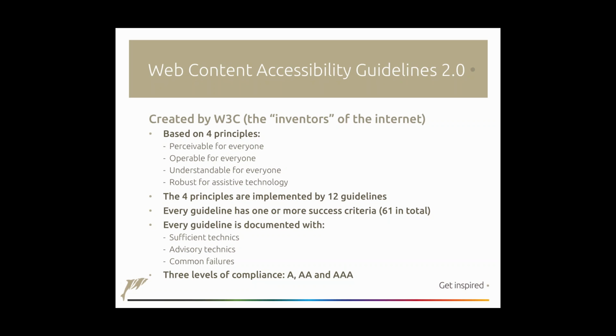Every guideline has 1 or more success criteria, 61 in total. So, summarizing the Web Content Accessibility Guidelines, there are quite some topics you have to comply on to make your application work with accessibility.